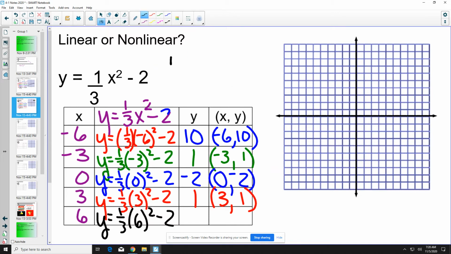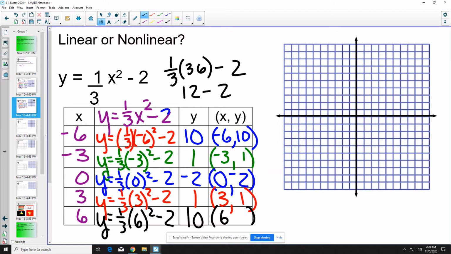So here's what we have. 1/3 of 36 minus 2. 1/3 of 36 is 36 divided by 3, which is 12. 12 take away 2 is 10. So my y value would be 10. So this is the point 6, 10.